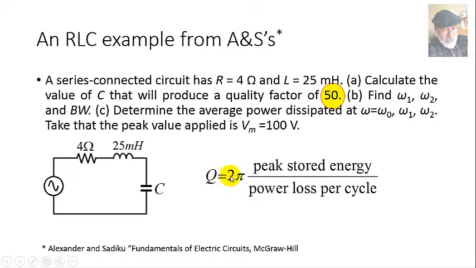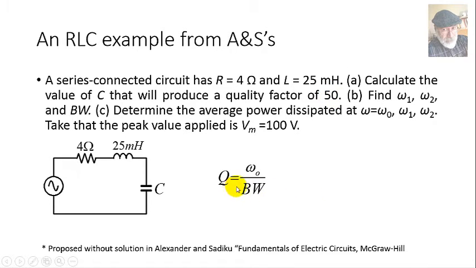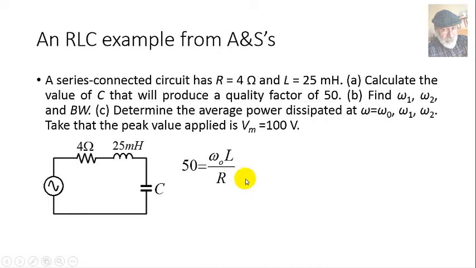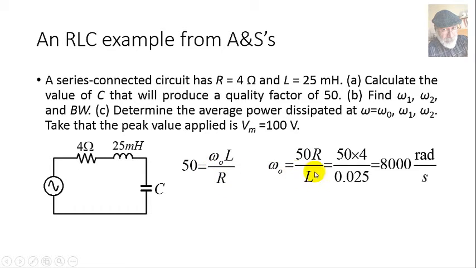We know that the quality factor is given by this general formula, but in our case, I prefer this one. The quality factor tells us how much bigger the resonant frequency is than the bandwidth. But there, we don't have omega naught, we don't have the bandwidth. Let's look for another formula, this one. The quality factor tells us how much bigger the reactance of the inductor at the resonant frequency is than the resistance. We know Q, it is 50. We know L and we know R. Can we find omega naught? Absolutely. Omega naught from that formula is 8,000 radians per second, 8 kiloradians per second.